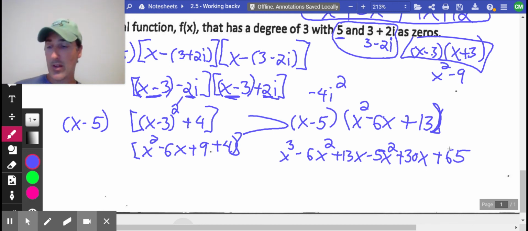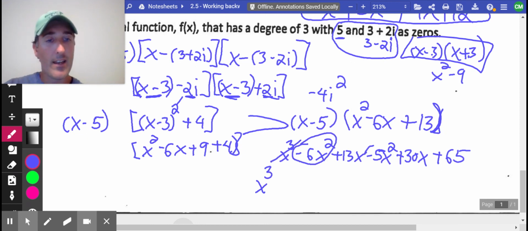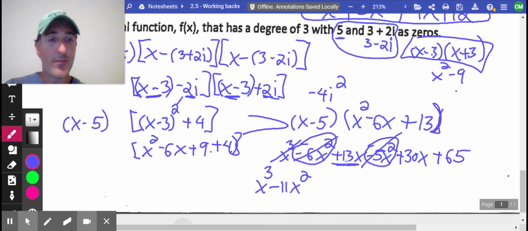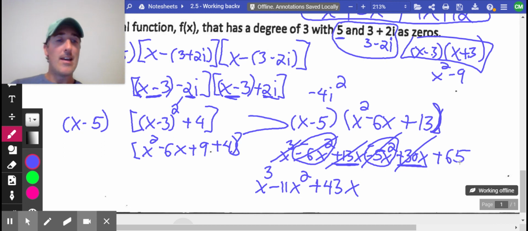Then we just want to combine our like terms. There's no other x cubes, so that's going to be in our answer. Let's circle negative 6x squared and negative 5x squared. We combine those, we get negative 11x squared. We look at all the x's, we have positive 13x and positive 30x. When we add those, we get 43x. And then we're only left with this last term, we just bring down the 65.